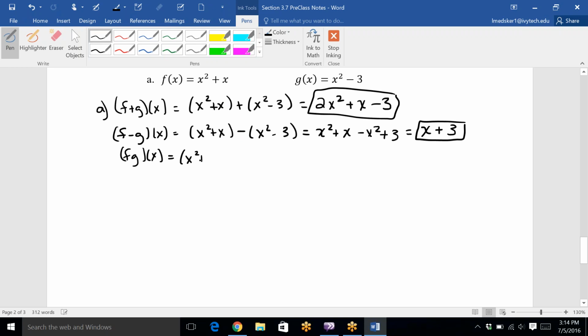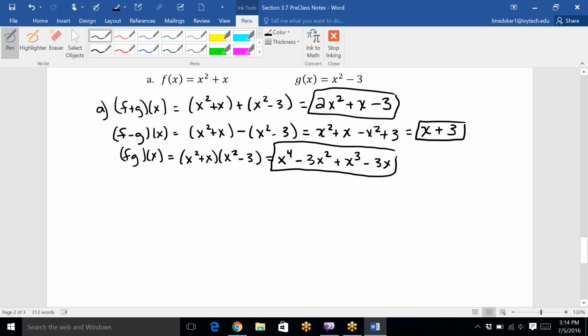So we do x squared plus x times x squared minus 3. X squared times x squared is x to the 4th. X squared times negative 3 is negative 3x squared. X times x squared would be positive x cubed. And x times negative 3 would be negative 3x. And you could write that in descending order if you want. You would just need to swap the 2 middle terms, but I'm okay with that.